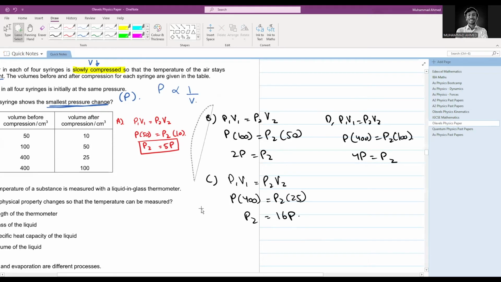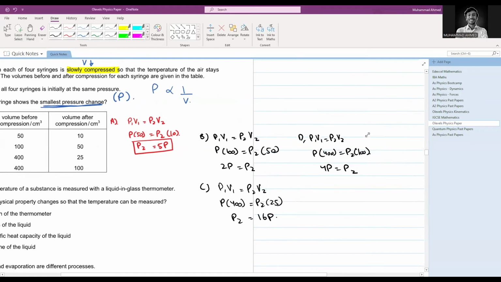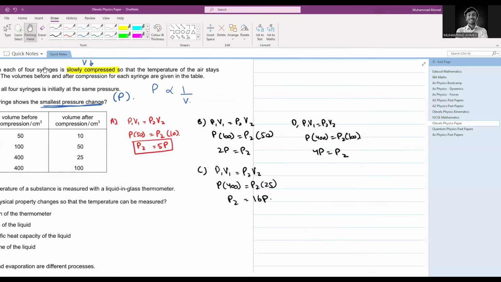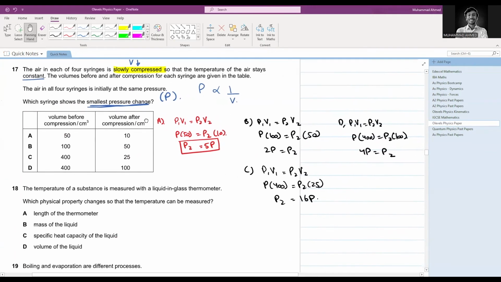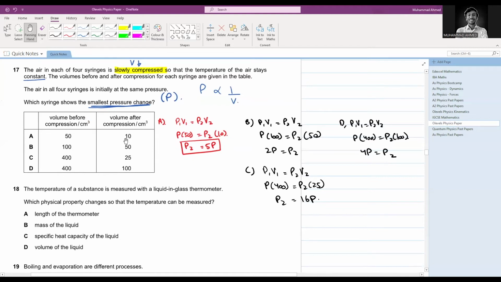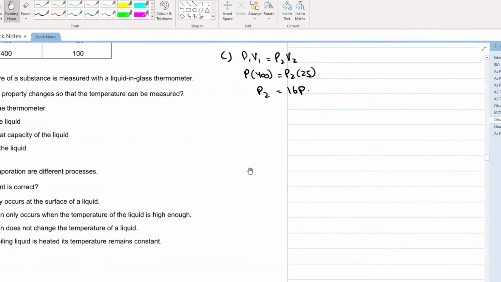Can you realize that the smallest change in pressure, which values are giving the smallest change in pressure? Or, in other words, where is the final pressure the smallest? In option B. B is your answer for question 17. Simple as that, nothing complicated. Do you get this? Is this clear? Any ambiguities here? Tell me whether this is clear or not.